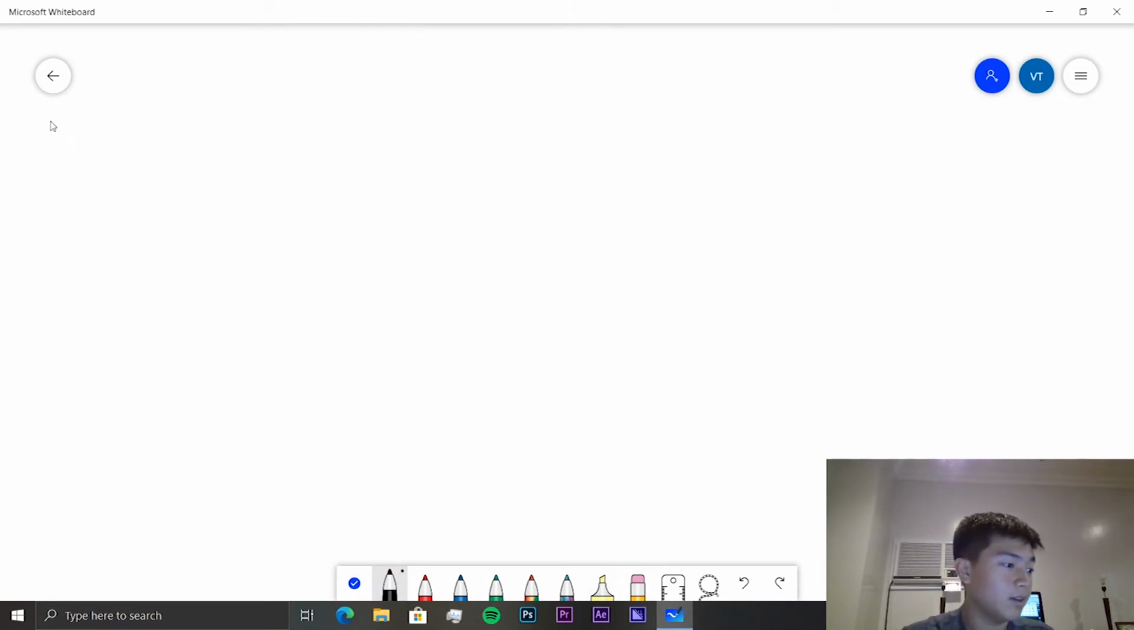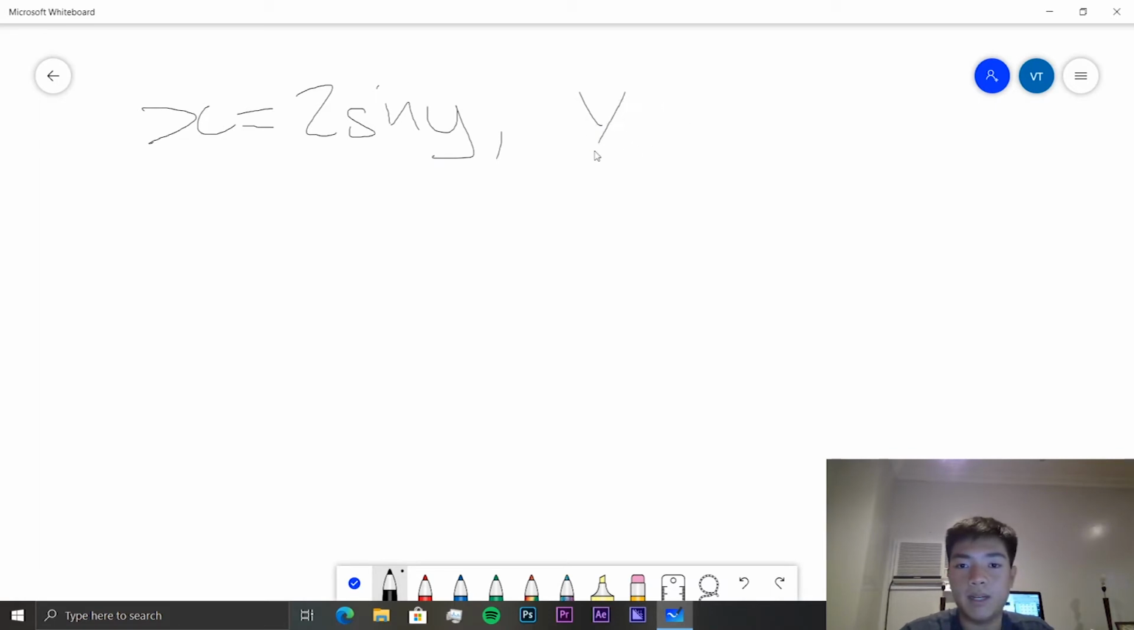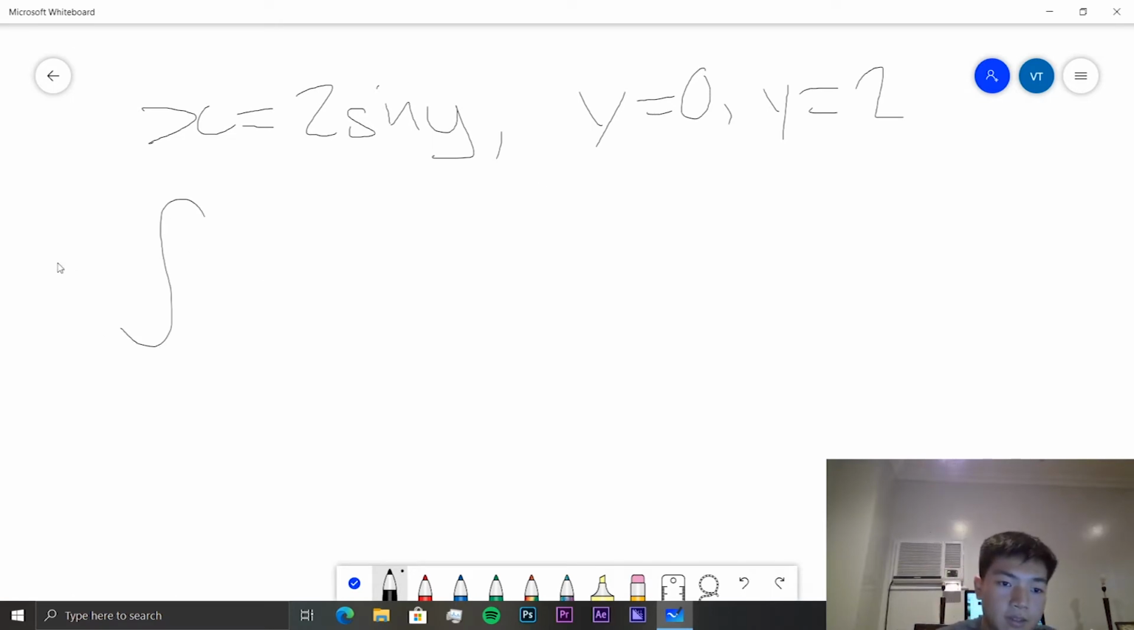We have: find the volume of the solid of revolution when the graph of the given function is rotated 2 pi radians around the y-axis between the given lines. So we have, I think that means x, is equal to 2 sine y between y equals 0 and y equals 2. So we have the integral between 0 and 2 of 2 sine y squared, so 2 sine squared y dy.